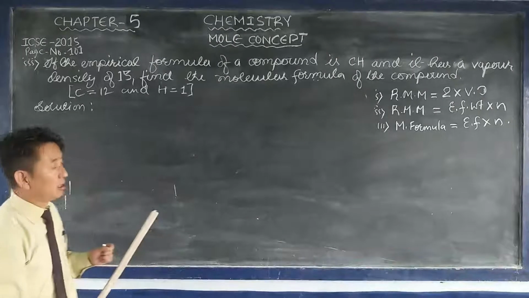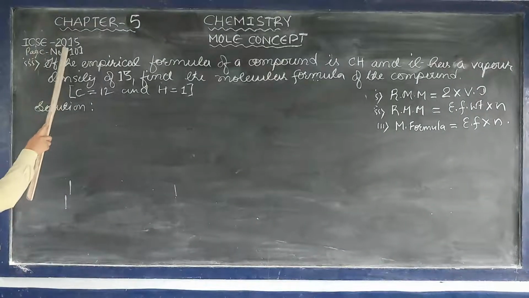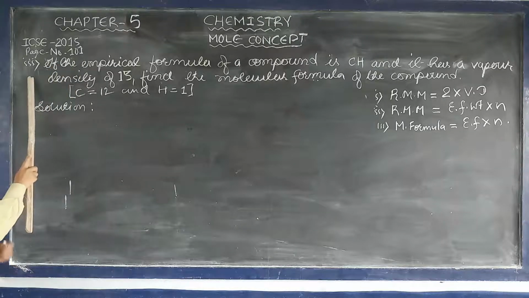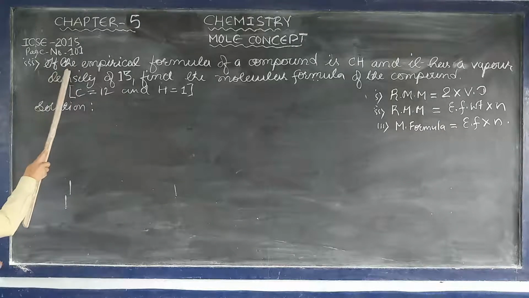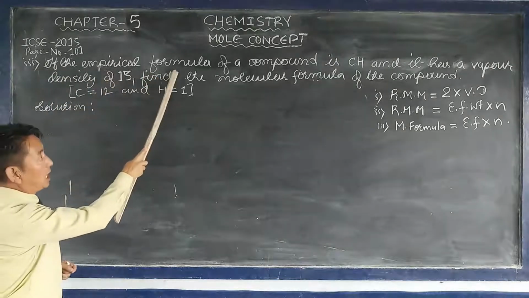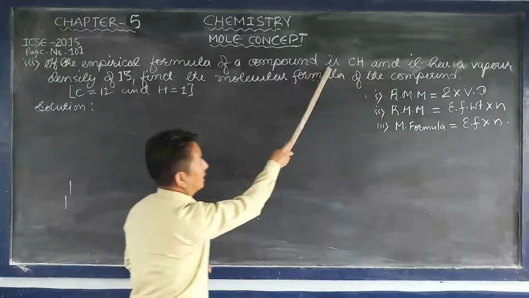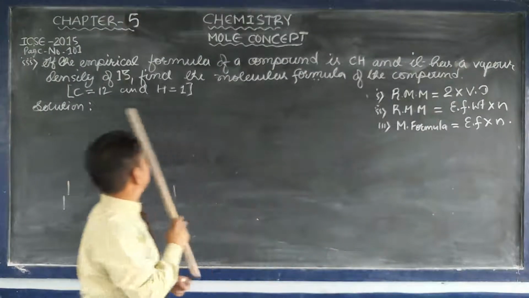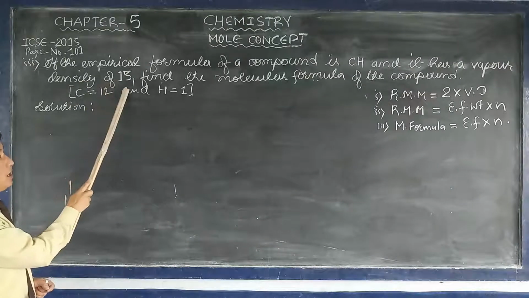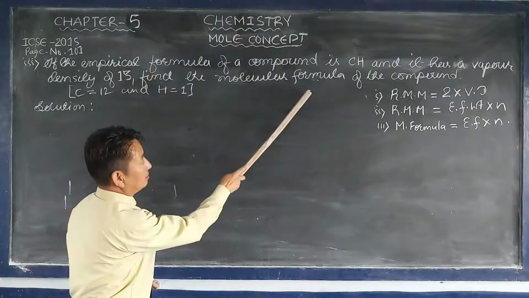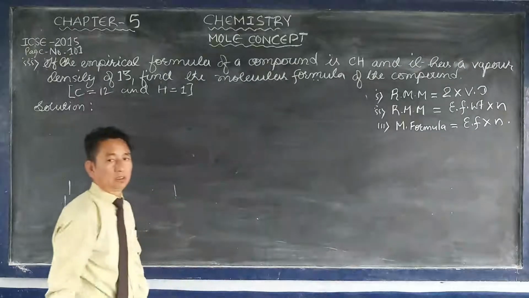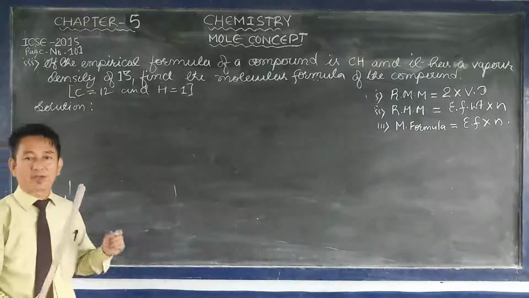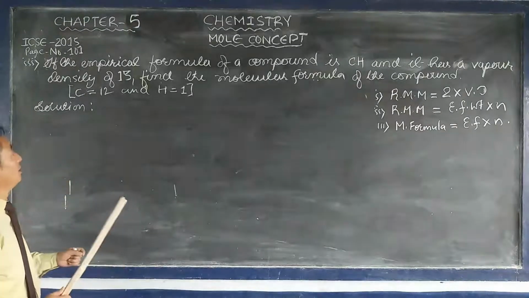As you can see here, ICSE 2015 page number 101, question number 3. I'll read out the question. If the empirical formula of a compound is CH and it has a vapor density of 30, find the molecular formula of the compound. Before solving this question, I would like to explain a few terms.